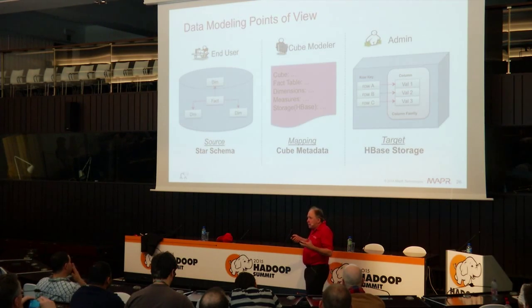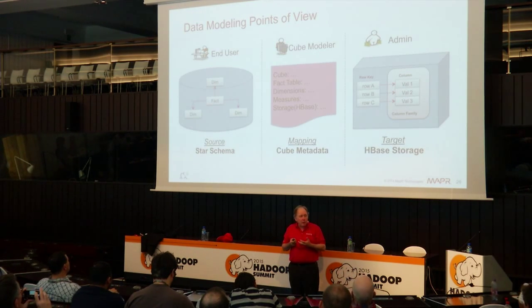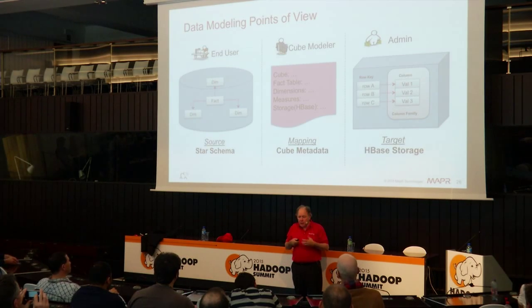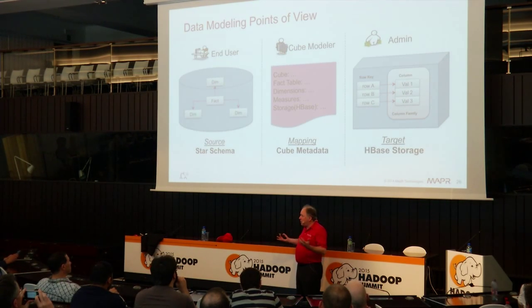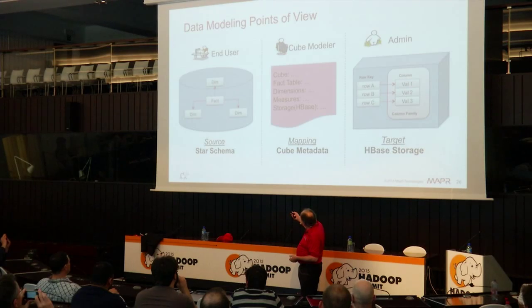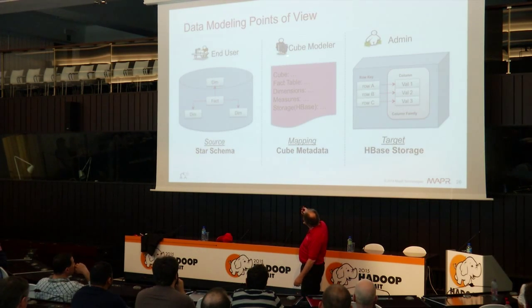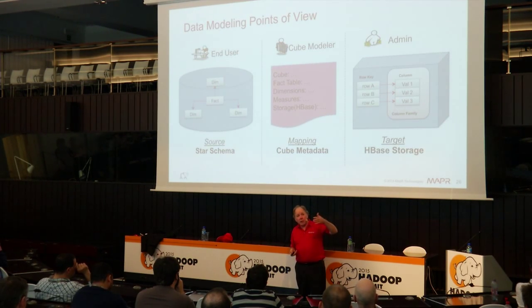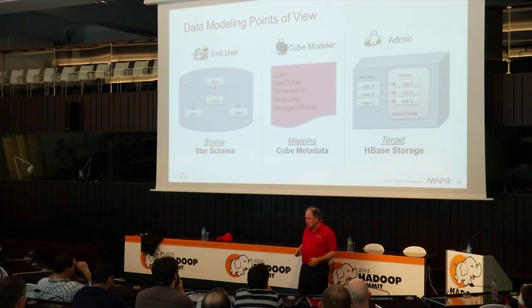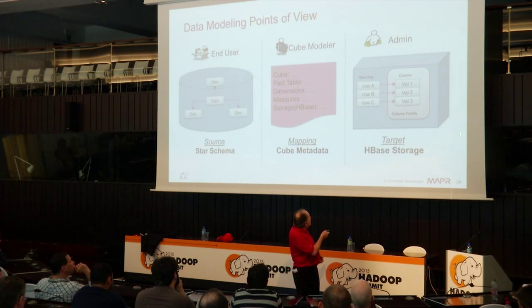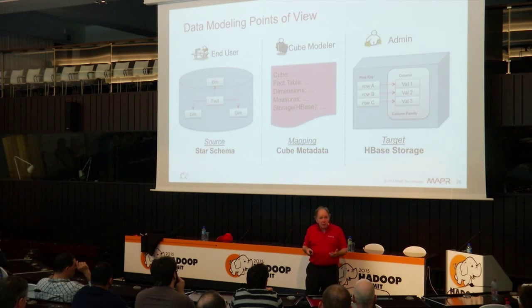So what that leads to is multiple points of view against the same data. And this is an important property. Not everybody cares about the same things. The end user really wants a simple view of the world. They think of it as a star schema. They have no idea about cubes, and they don't want to know. The cube modeler, the administrator of some person, cares a lot about cubes, but they don't care much about the underlying administrative storage. The administrator, of course, cares a lot about HBase support and how HBase is running.